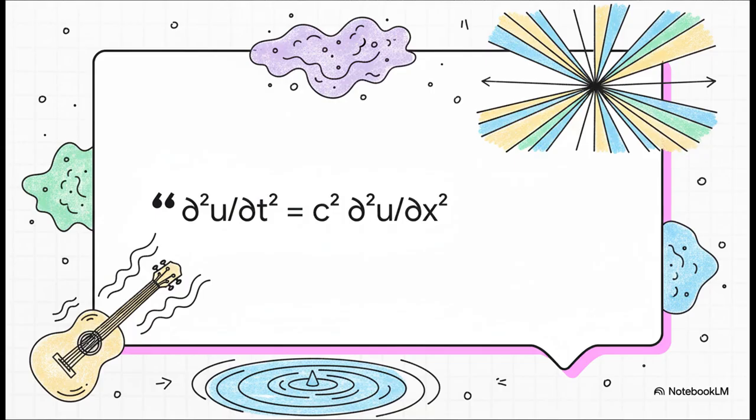And there it is! In its classic one-dimensional form, on the left side you have the wave's acceleration in time, and on the right, you've got its curvature in space. The equation is just saying that these two things are proportional to each other. That's it. The change in time is linked to the shape in space.